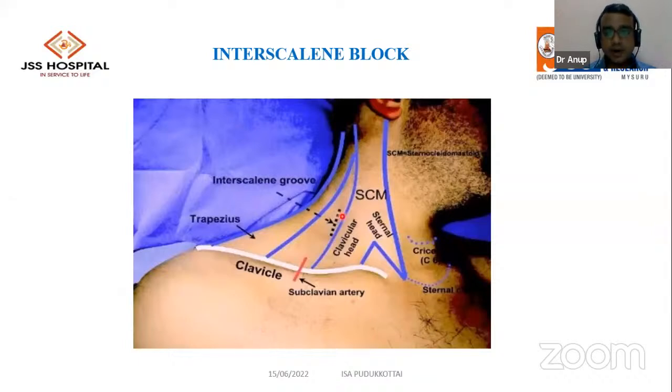Coming to the interscalene block, it is administered at the level of cricoid cartilage in the interscalene groove. The interscalene groove is formed by 2 muscles: the anterior scalene and the middle scalene. The anterior scalene lies just behind the lateral border of the sternocleidomastoid. So this is the groove where the trunks and the divisions start to arise. So at the level of cricoid cartilage, when we deposit a local anesthetic in the interscalene groove, we'll be able to achieve the interscalene block.